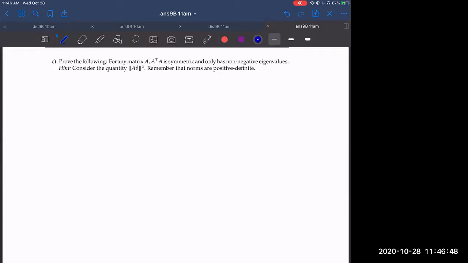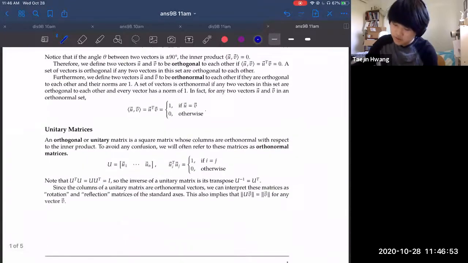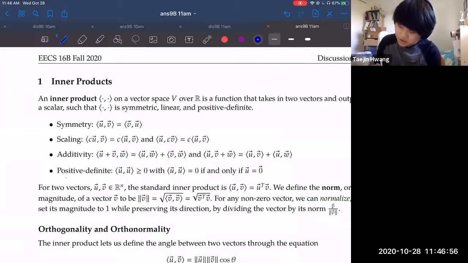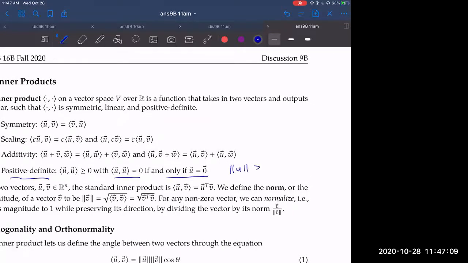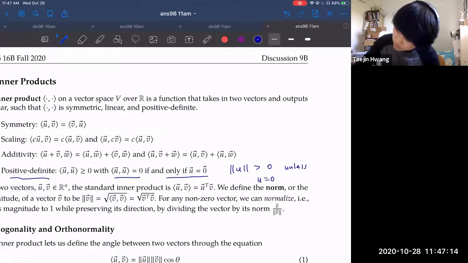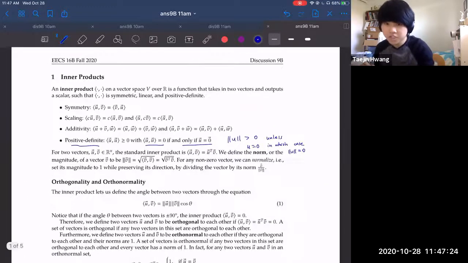What does positive definite mean? Yeah, positive definite, we stated above over here, where the norm is always greater than or equal to 0, and it's equal to 0 if and only if the vector itself is 0. So in other words, the norm of u is greater than 0 unless u is equal to 0, in which case the norm of u is equal to 0. So that's what it means to be positive definite.